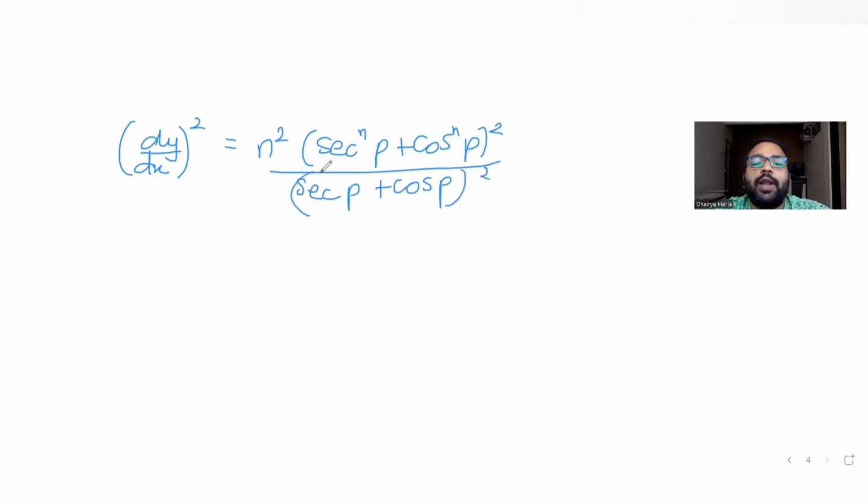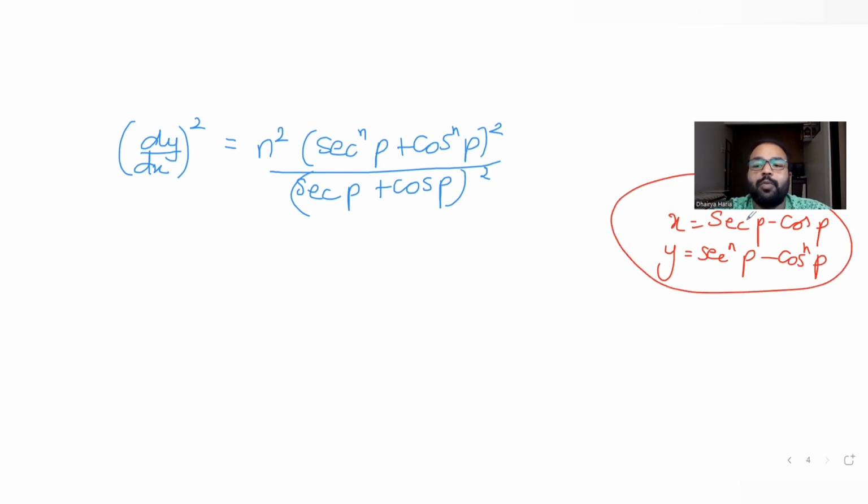Now, I need to find this entire right hand side in terms of x and y, as the options are given to us. It says x is sec p minus cos p and y is sec raised to np minus cos raised to np. So basically, I need to find the answer in terms of this. It is in a plus b format, both in the numerator as well as the denominator. Let's make it a minus b format. So you know how to make it a minus b format.